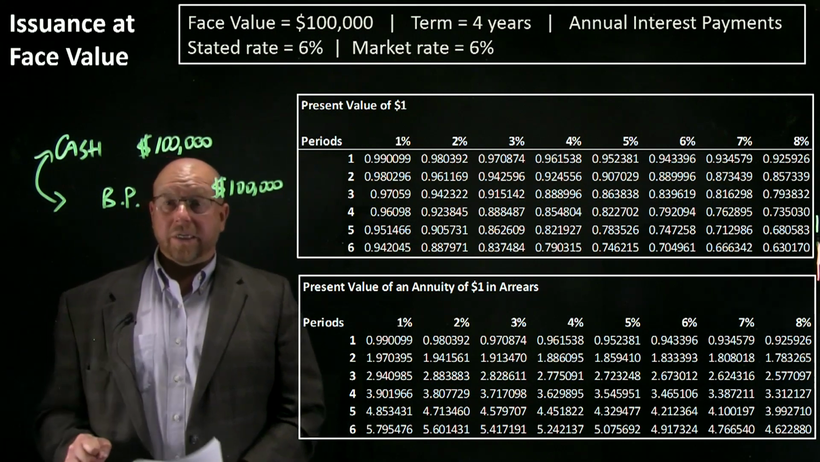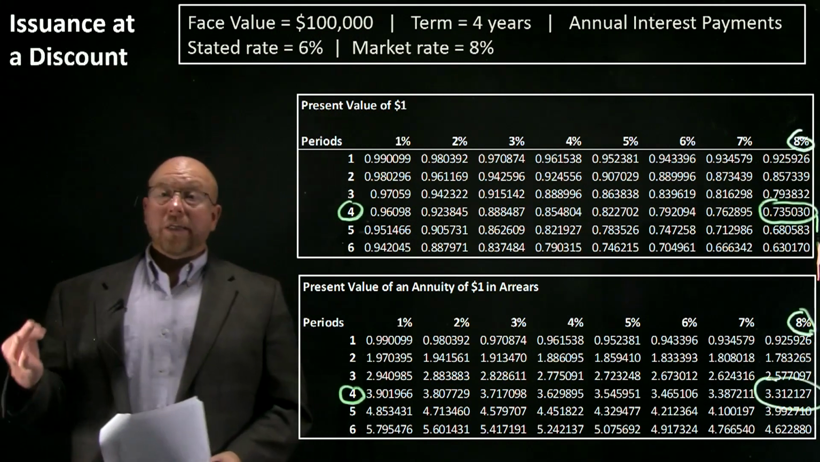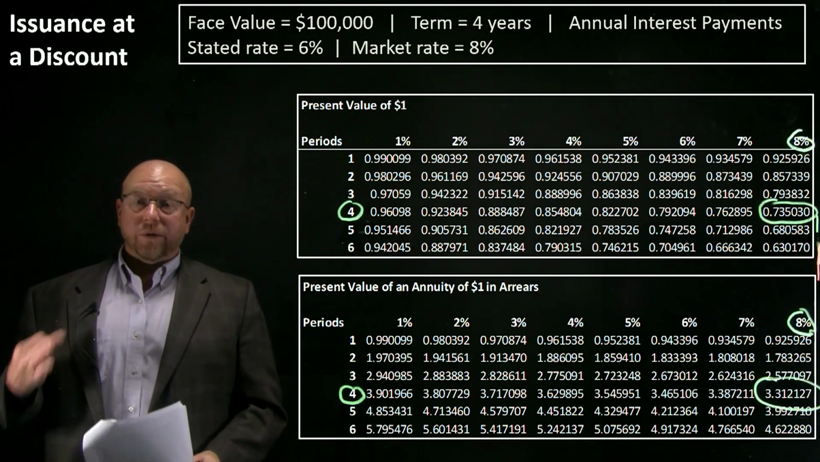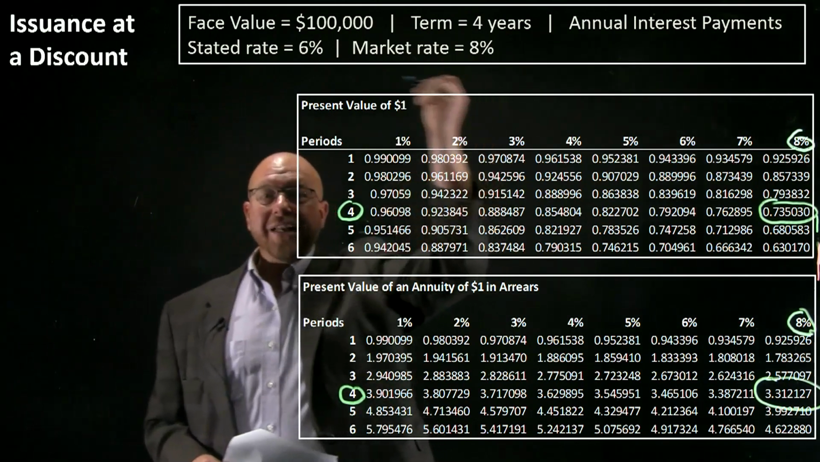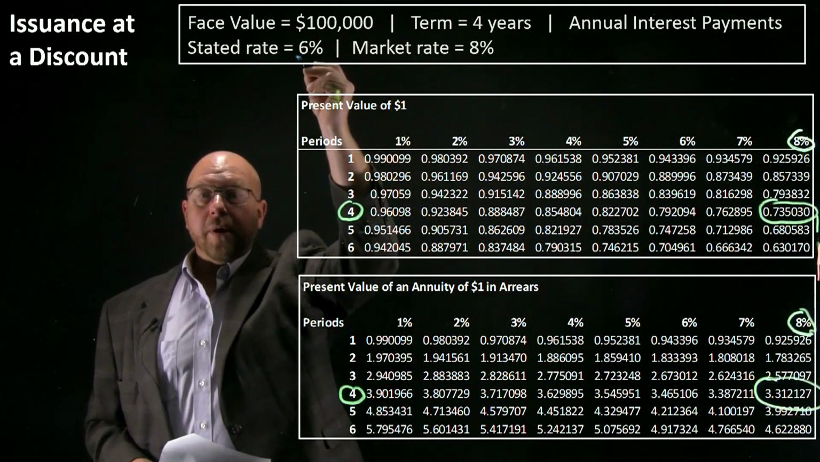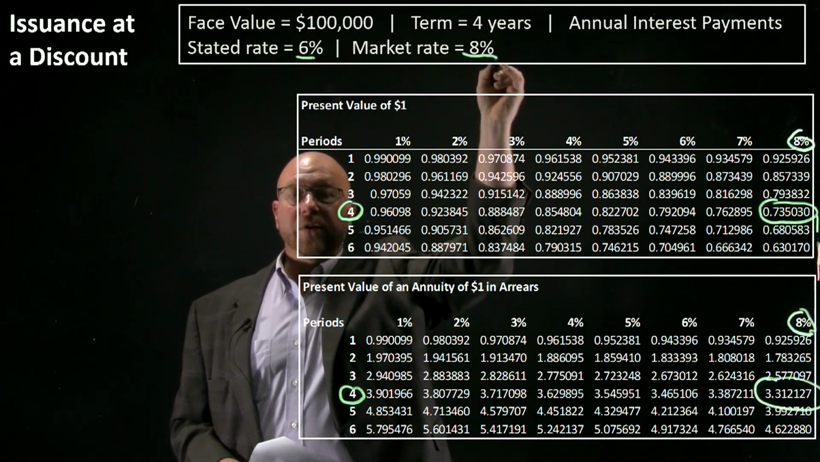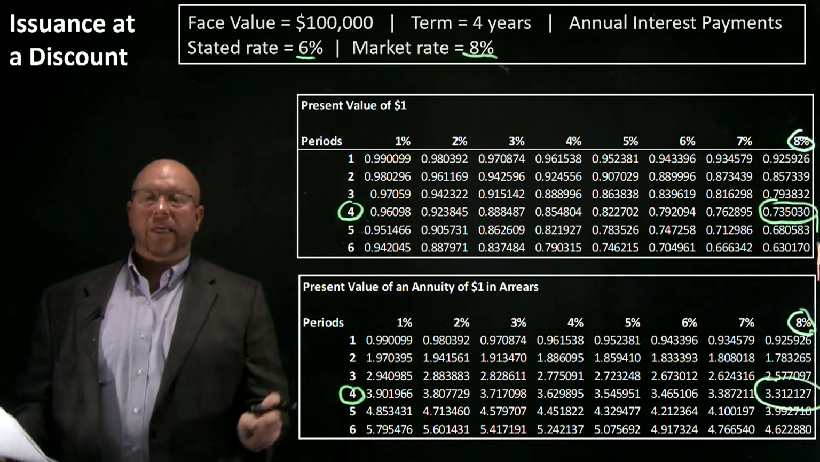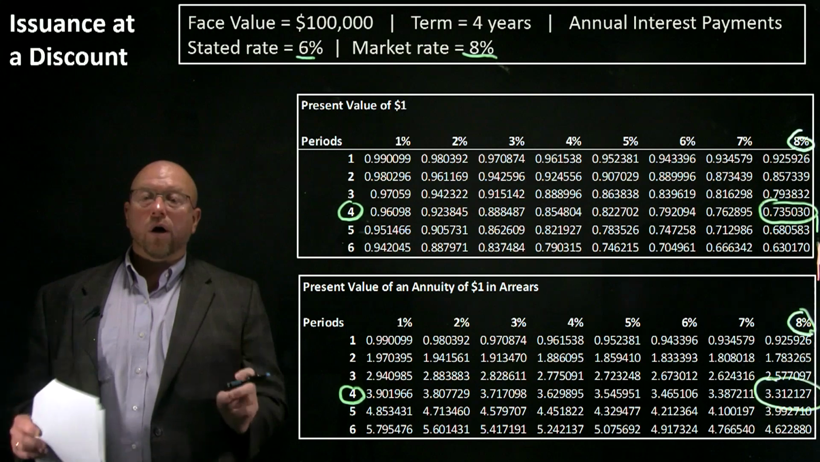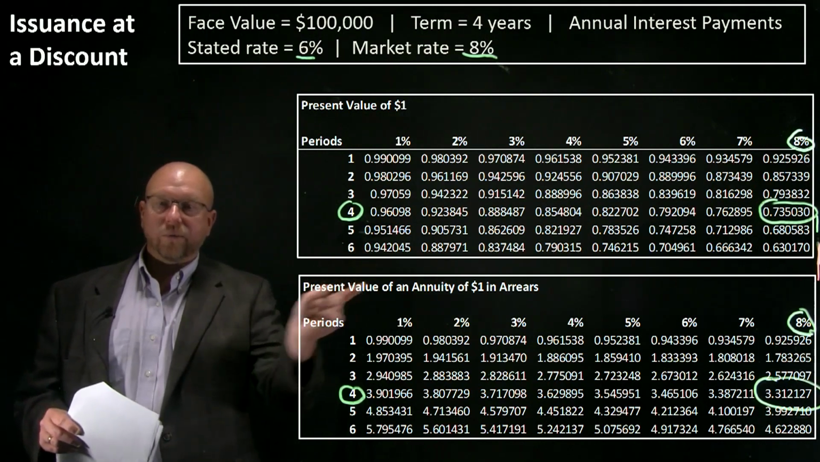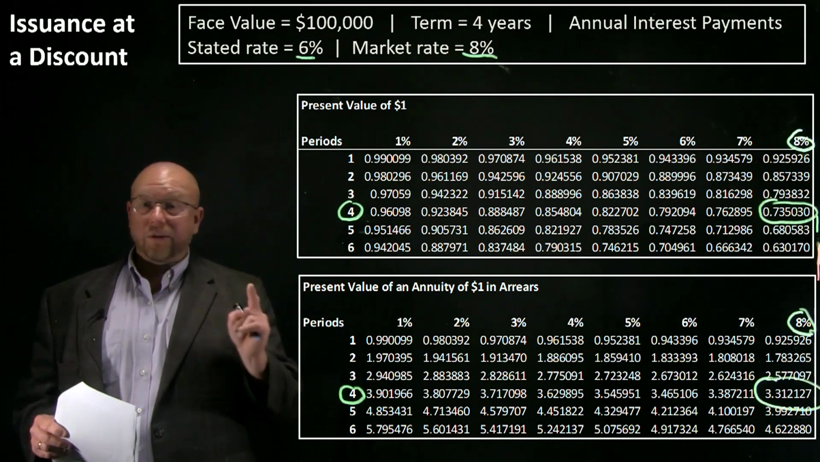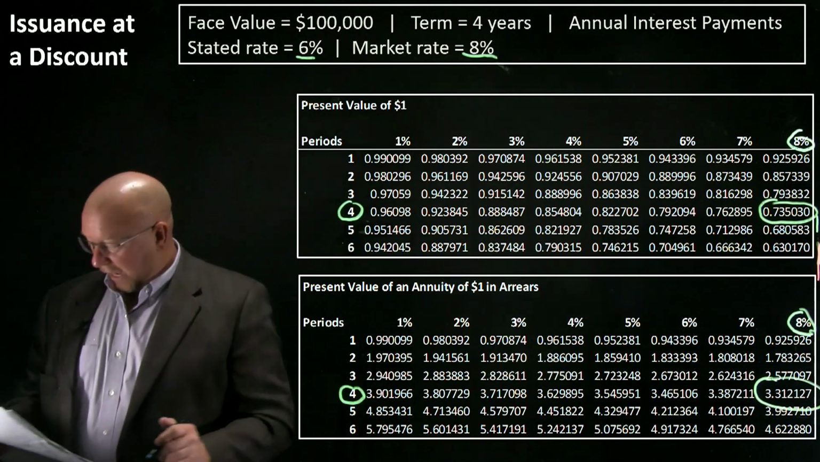Now, let's take a look at a discount situation. You see, the reason that these bonds will be issued at a discount is they're not as attractive as the market. Our bonds pay 6%. The market for equivalent investments is 8%, okay? If we don't offer a discount, investors will swipe left, okay? These are not as attractive as the market.